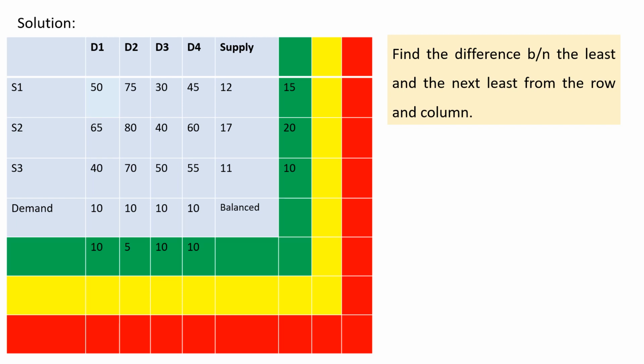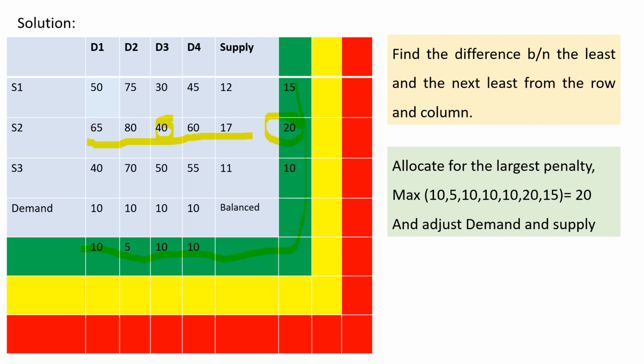From all these values, we have to choose the maximum, that is 20. 20 is the maximum one. So this row is chosen. From this row, we have to select the minimum. The minimum one is 40.